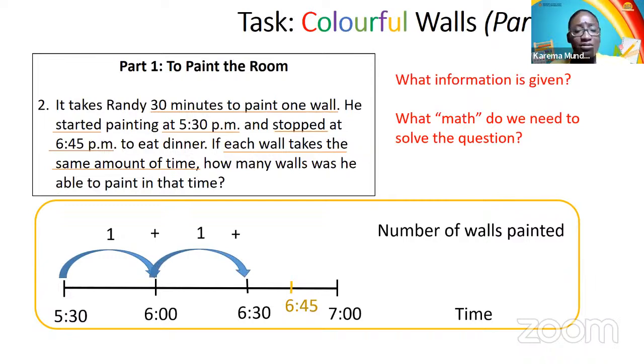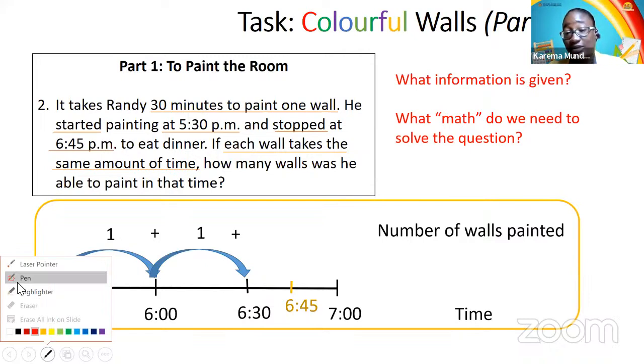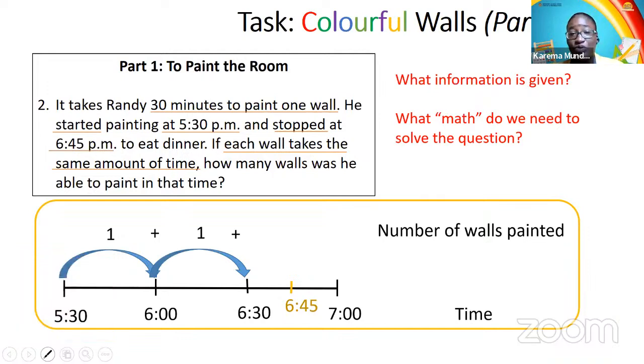But stick a pin, Miss Williams, stick a pin. I want to ask the students. So it is now 6:30. Randy has painted 2 walls from what I'm seeing here. He stopped at 6:45. Does he have sufficient time to paint an entire wall from 6:30 to 6:45? Is there sufficient time? Is there enough time for him to paint a whole another wall? I would really like to hear from somebody.